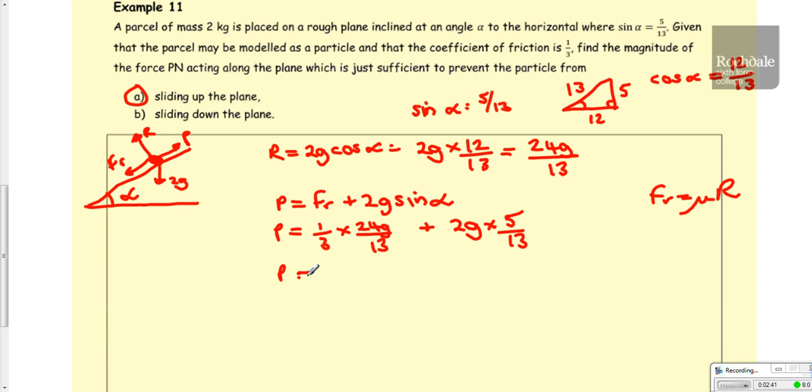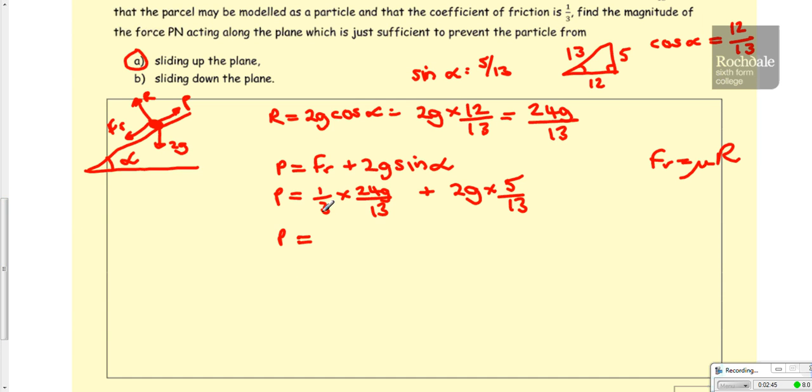So if we try and simplify that rather than just typing it in our calculator, we try and simplify it as it stands. A third of 24 is 8, so that's 8g over 13. Imagine the 3 dividing into the 24, that cancels out to give 8. And then here 2g times 5 over 13 will be 10g over 13. So if we add those together, that gives us 18g over 13.